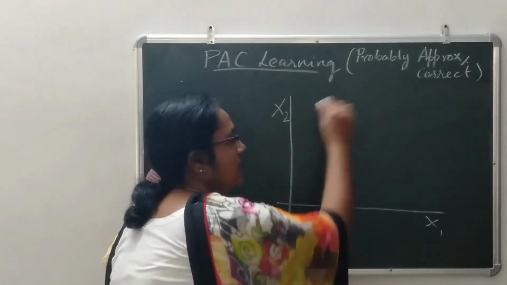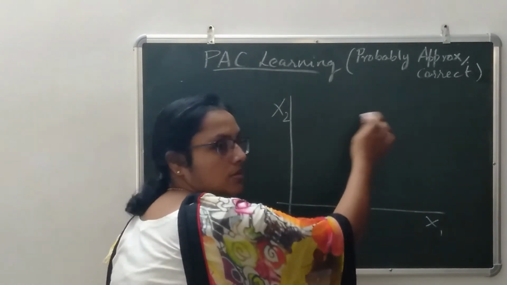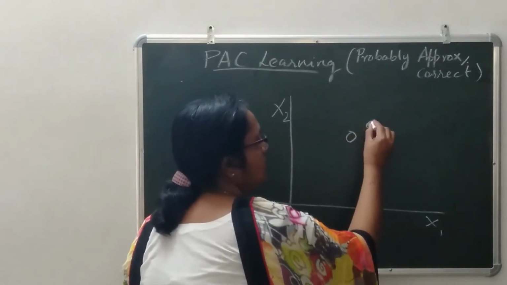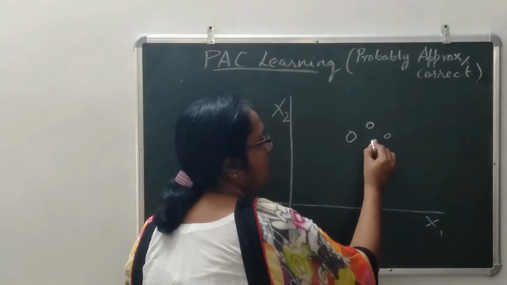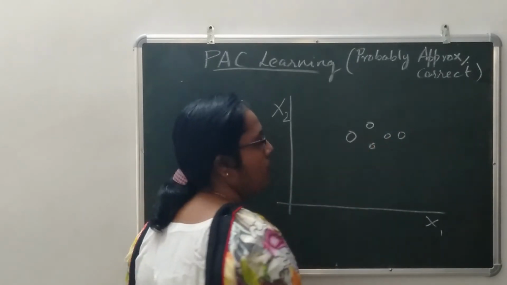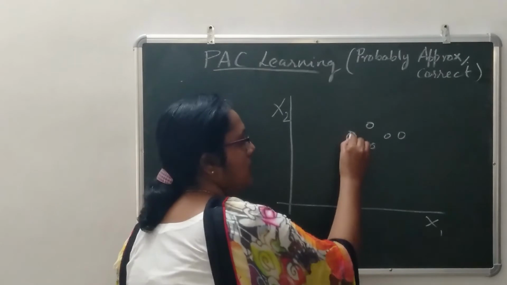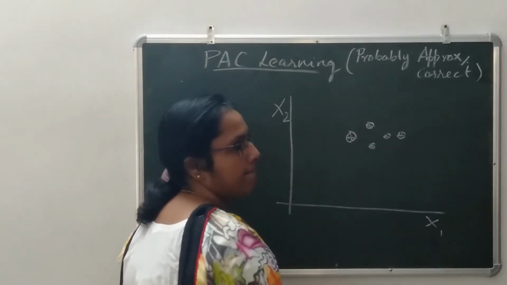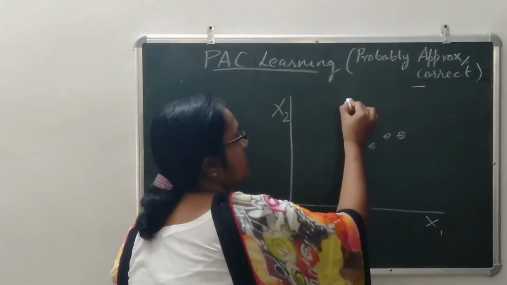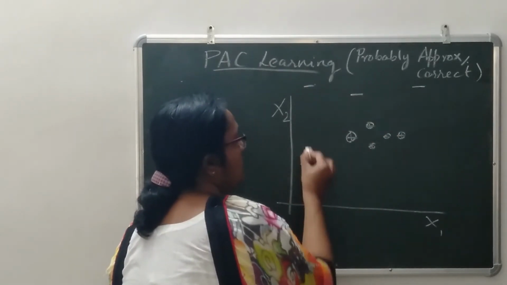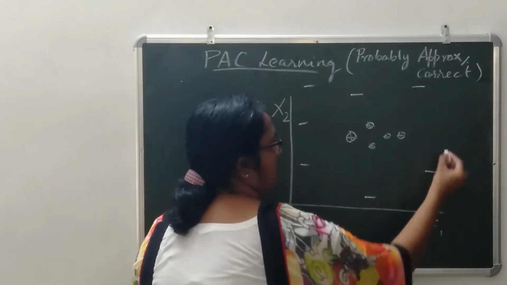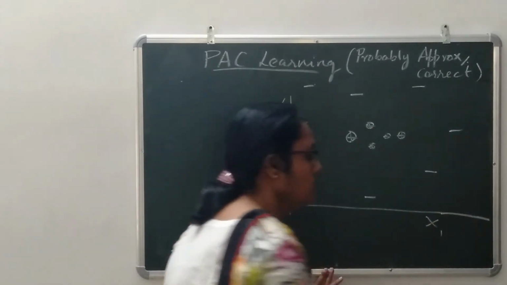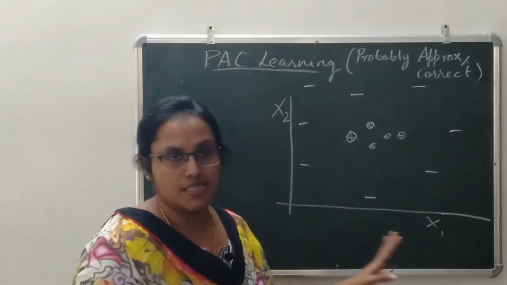each point in this particular space will have only 2 elements. So if I take a positive point over here, another positive point over here, another positive point over here, another positive point over here, another positive point over here, all these are positive points. Plus, plus, plus. Now I have some negative points. They are over here, here, here, here, here. These are my negative points. Say that this is my concept class.